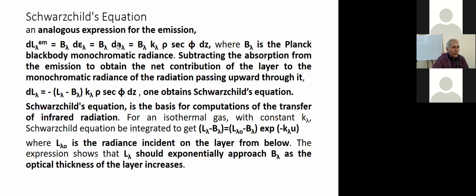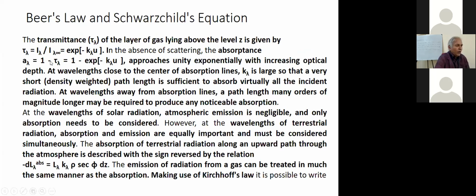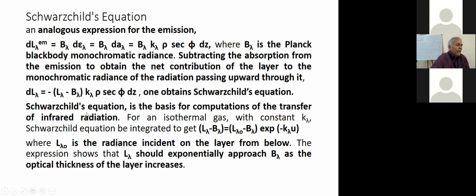I can write B lambda into dA lambda, and this dA lambda I can again take from my Beer's law, because that deals only with absorption. So you have K lambda rho secant phi and dz. B lambda is the Planck black body monochromatic radiance. So I got an expression for absorption, which is given like this, the absorption of the atmosphere in the infrared part of the radiation. Then I got an expression for the emission of the atmosphere, which is like this.